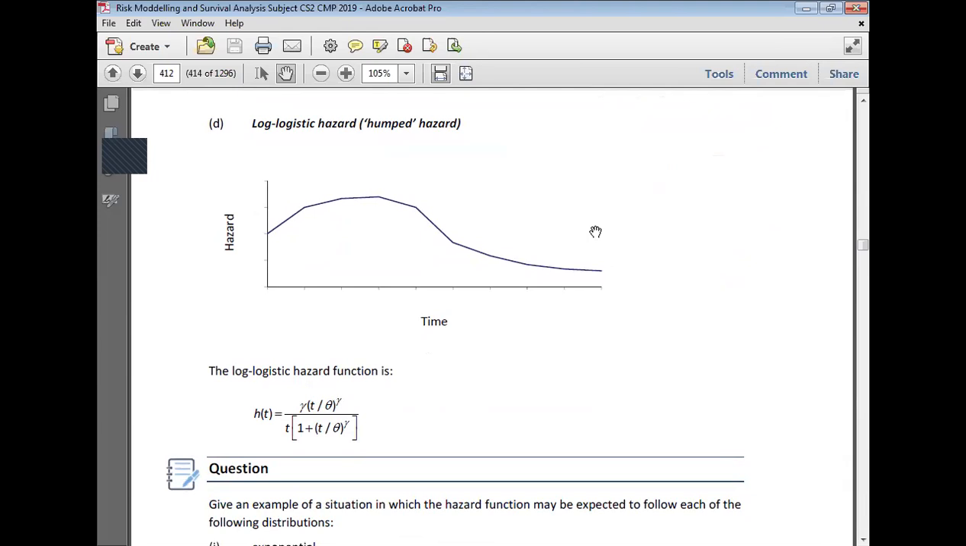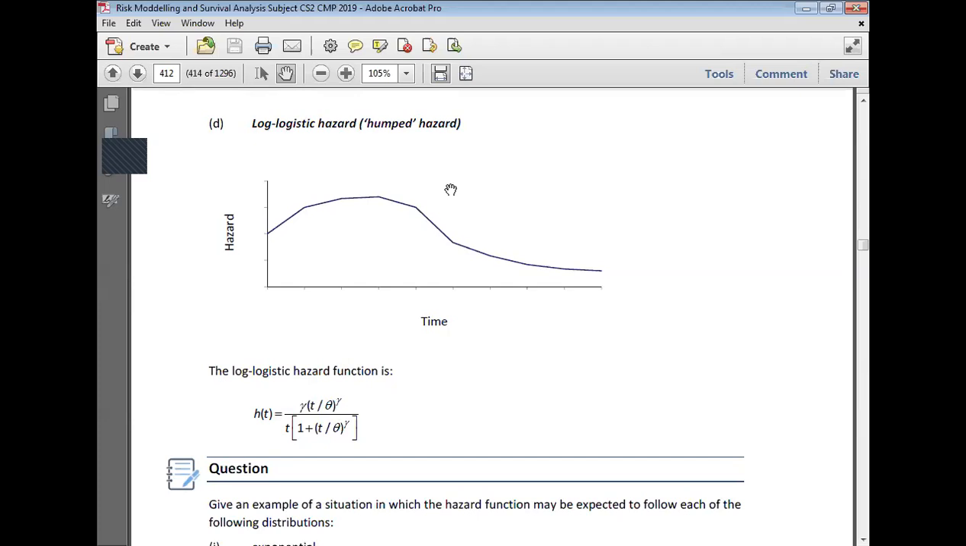Any distribution that you can assume for your hazard function will become a fully parametric model, because you've already assigned a particular distribution that you think your hazard function follows. So it could be log normal, it could be gamma with 2 parameters or 3 parameters or anything else. Here we have the log logistic hazard.